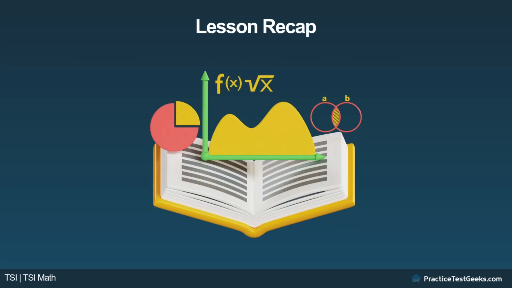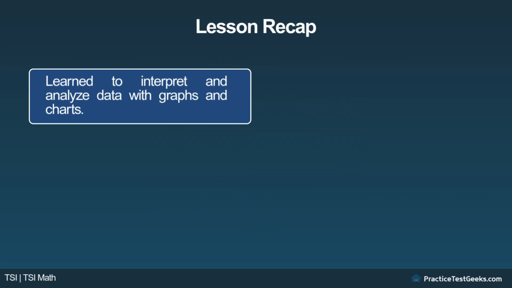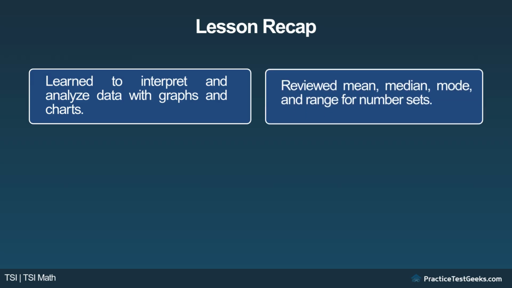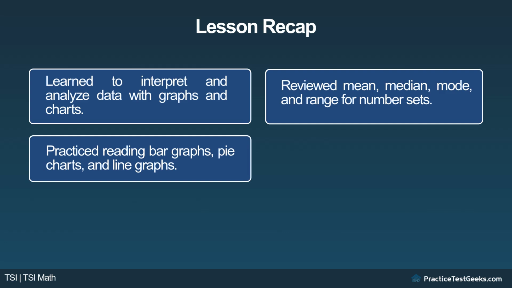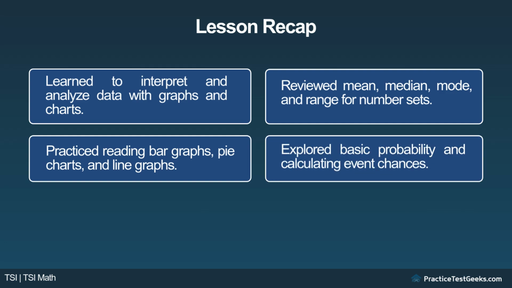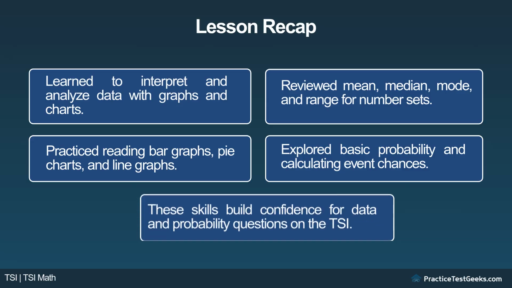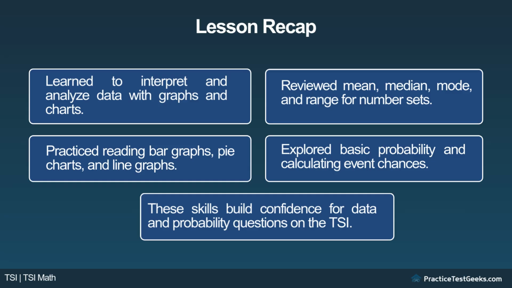Let's review what we've covered. In this lesson, you learned how to interpret and analyze data using graphs, charts, and basic statistics. The TSI tests your ability to find the mean, median, mode, and range of number sets, and to read bar graphs, pie charts, and line graphs accurately. You also practiced basic probability concepts, like finding the chance of a certain event happening. Mastering these real-world math skills will help you confidently answer TSI questions that involve analyzing data or calculating probability.